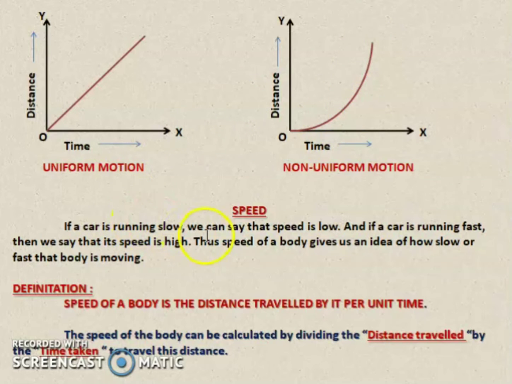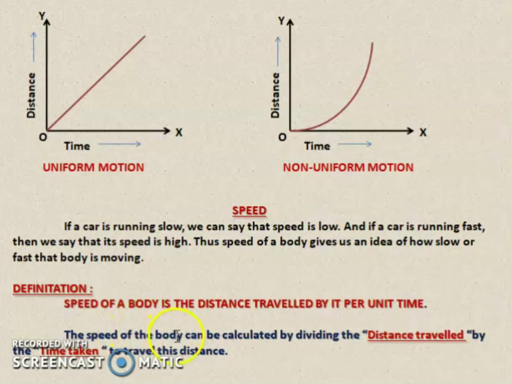Next topic is speed. If a car is running slow, we can say the speed is low. And if a car is running fast, then we can say that its speed is high. Thus, the speed of a body tells us how slow or fast the body is moving. The definition of the speed of a body is the distance traveled by it per unit time.